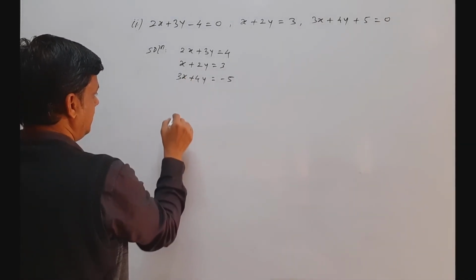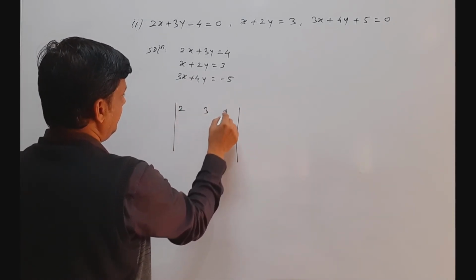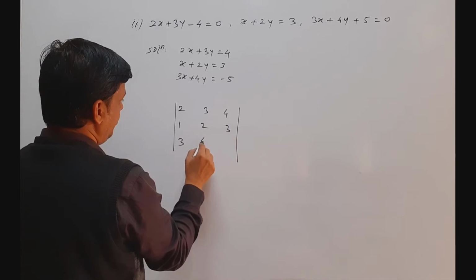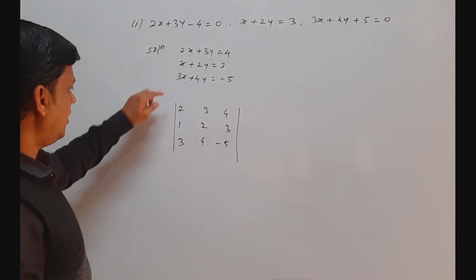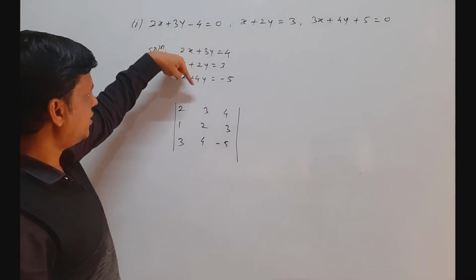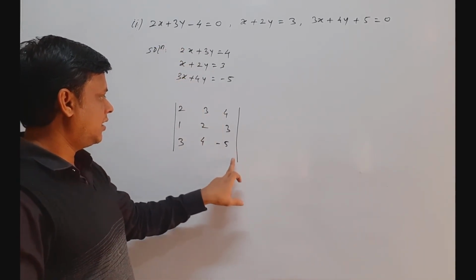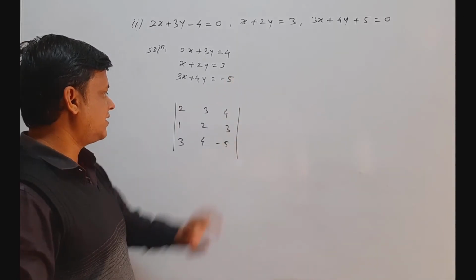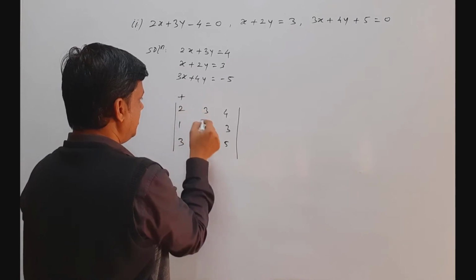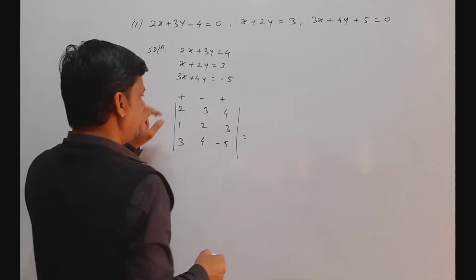So write here determinant 2, 3, 4, 1, 2, 3, 3, 4, minus 5. So in first column we write coefficient of x, that is 2, 1, 3. Coefficient of y in second column, that is 3, 2, 4. And in third column we write the constants 4, 3, minus 5. Now we have to check the value of this determinant is 0 or not. So we solve this determinant.